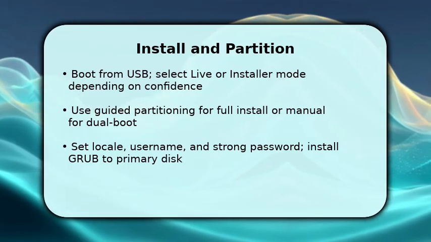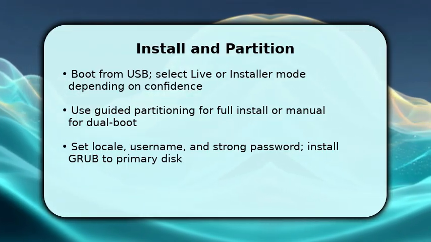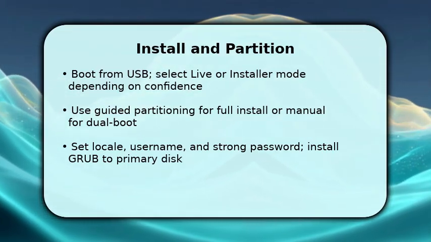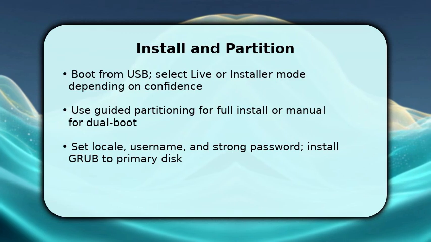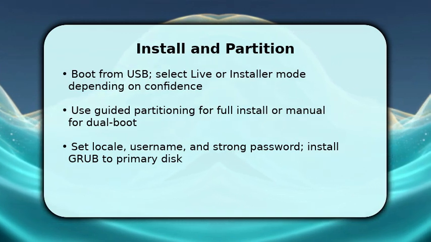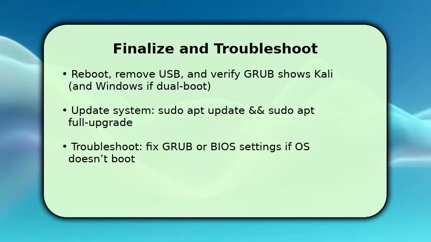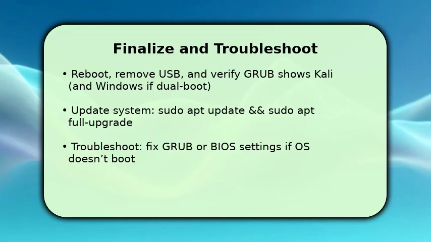When prompted, install the Grub bootloader to the primary disk so your system can start Kali. Make sure package installation completes without errors. After installation, reboot and remove the USB. You should land at Grub showing Kali and Windows if you kept it.